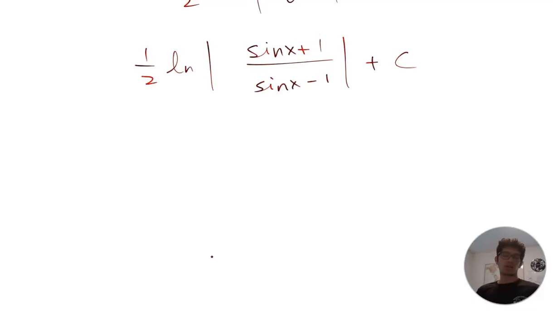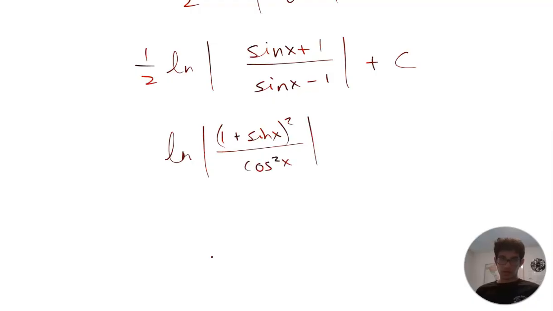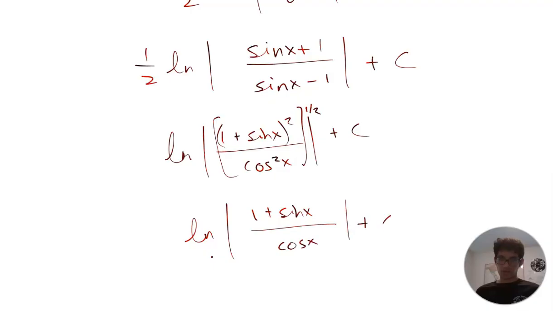So let's try that then, right? Yeah, I mean there's, oh, okay. So yeah, very ugly here, but let's try it anyway. This will just be 1 plus sine x squared over cosine squared x. And then there's a 1/2, so that means nicely enough that goes in here. And so now we just have the natural log of 1 plus sine x over cosine of x plus c.